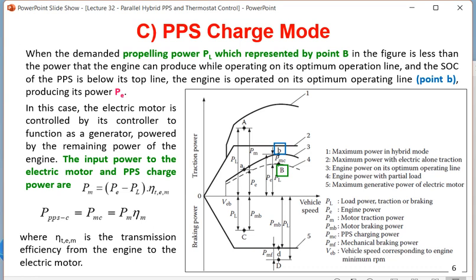But this charge mode C, PPS charge mode, is very important. You have to understand it from this graph, and you have to understand the difference between capital B and small b. Capital B is partial load, that is line number 4, and small b is on line number 3, which is the optimum operating line. The difference between these two is actually the charging power for the PPS. But if the PPS is charged fully, at that time there is no PMC. The engine will be operating on only B point, so in that case P will be equal to PL. This is what we are going to see next.